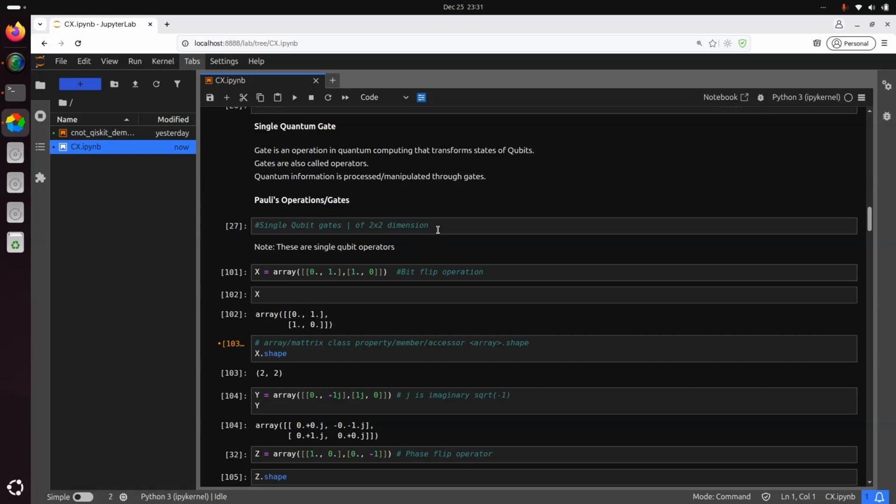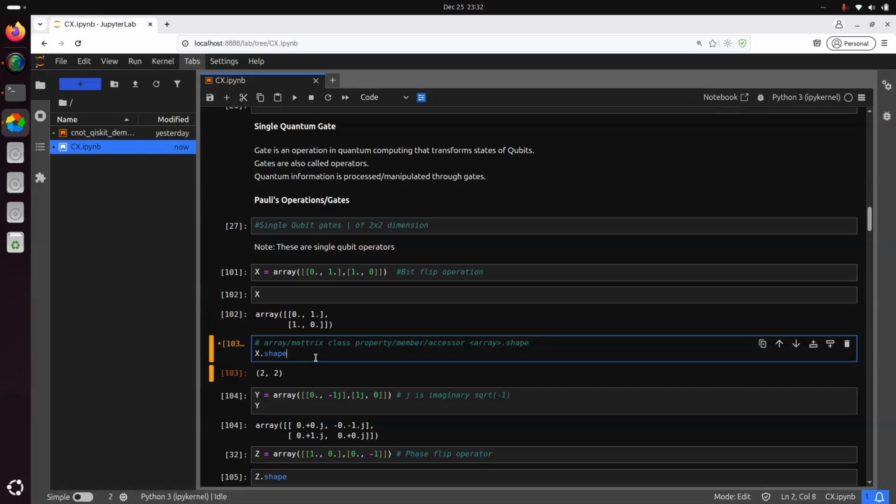Pauli gates. They are single qubit gates, with a dimension of 2 cross 2, and the first one is the X gate or X operation, and using a NumPy array we define the matrix in this fashion. The Pauli X gate is also known as the bit flip gate, as it is similar to the binary NOT gate, which transforms 0 to 1 and 1 to 0. Likewise, ket 0 is transformed to ket 1 and ket 1 is transformed to ket 0 with the use of the Pauli X gate. That's the very reason why it's known as the bit flip gate.